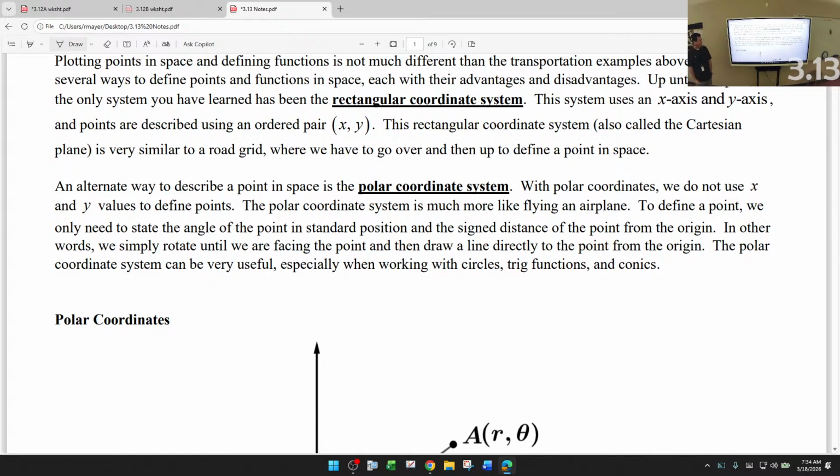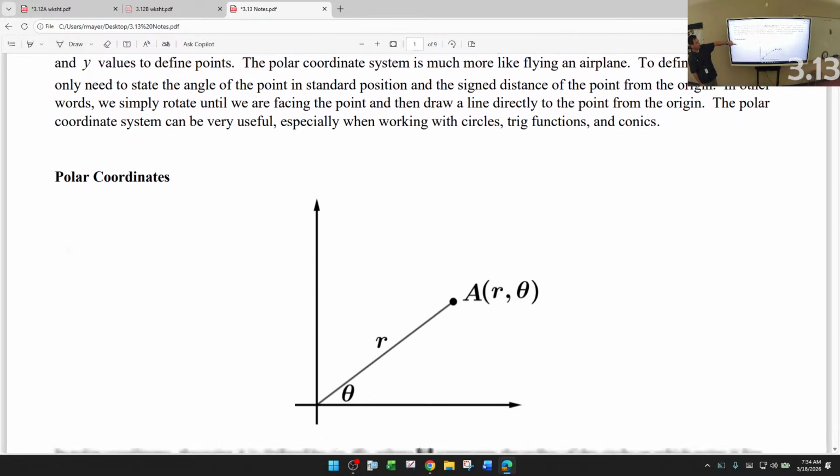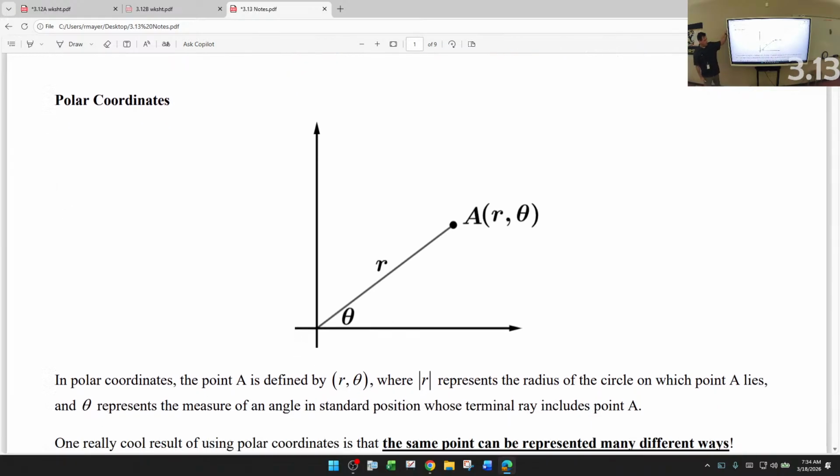To define a point, we need to state the angle of the point in standard position and the signed distance of the point from the origin. In other words, we simply rotate until we're facing the point and then draw a line directly to that point. The polar coordinate system can be very useful, especially when working with circles, trig functions, and conics. So, polar coordinates: you have a vertical axis, you have a horizontal axis, just like x's and y's, but it's not x's and y's. You always start at the origin, which is kind of nice because we are used to doing that in trig.